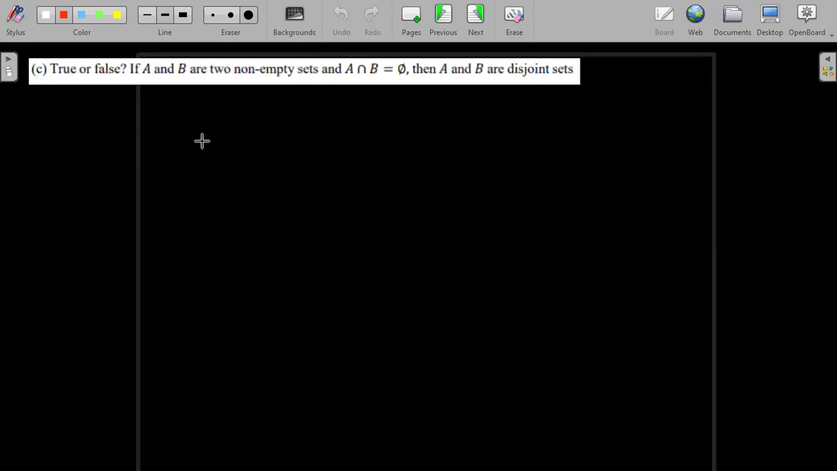All right, so we have the next question. It's a true or false question. It says: true or false, if A and B are two non-empty sets. So if there are two non-empty sets, meaning A and B contain elements, you expect elements in A and you expect elements in B. And the other condition they're telling you is that the intersection of A and B is equal to the empty set.